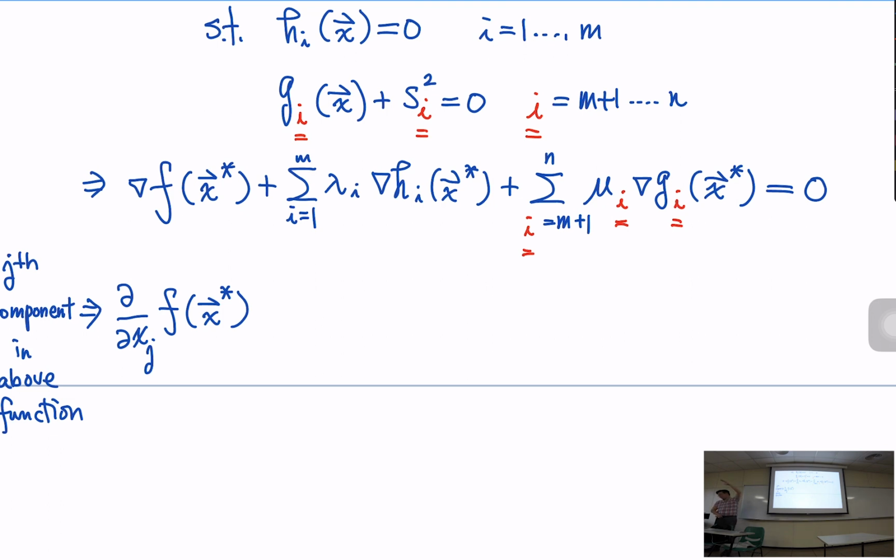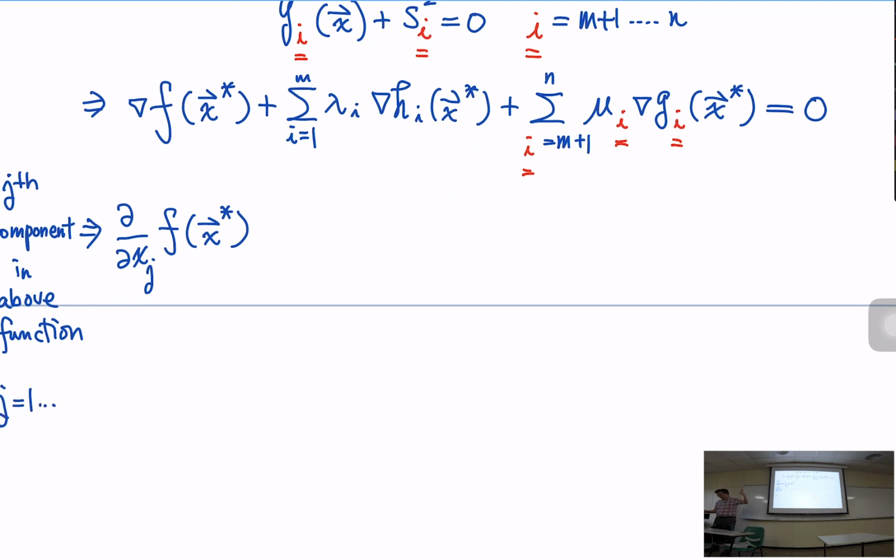How many of them? It depends on the size of x. So j goes from, let's say, 1 to capital N. N is the dimension of x. So basically the gradient f has capital N components. I'm doing the partial derivative with respect to the jth one, and because your x has n of them, it's actually n equations. I'm just writing down the jth one.